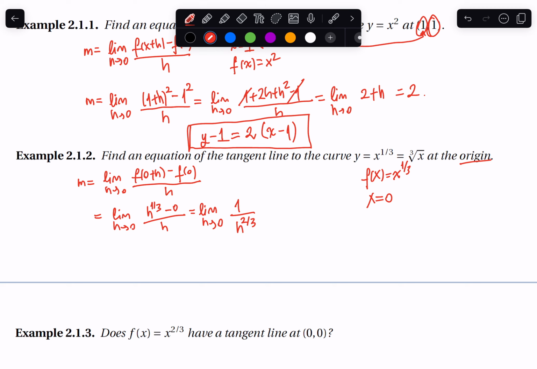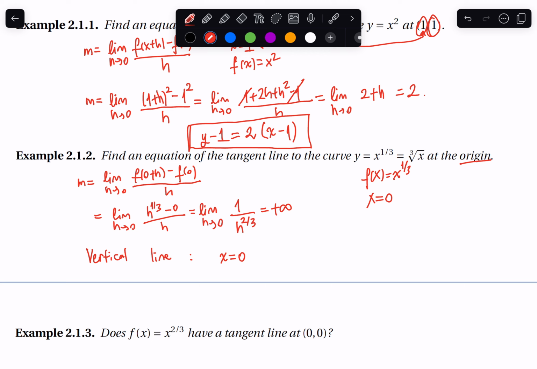So as h goes to 0 from either left or right, this expression is approaching 0 from the right, which means that this is positive, but it's very small. So this limit is plus infinity. So this means that the tangent line is a vertical line, and its equation is given by x equals 0.